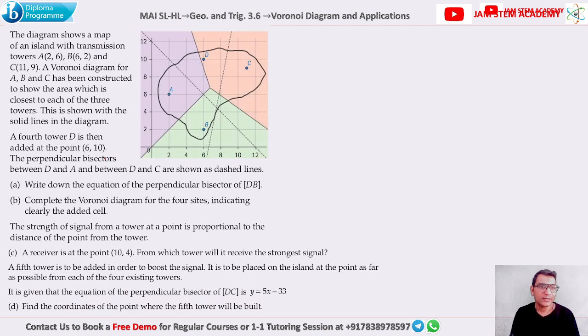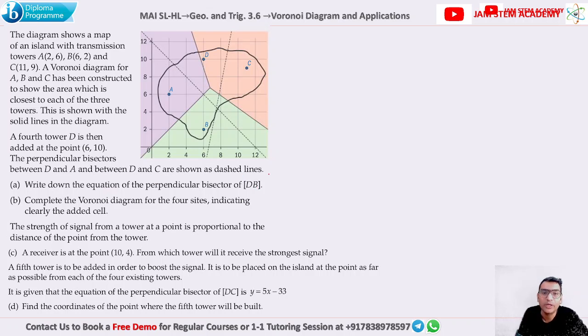One more question. It says the diagram shows the map of an island with transmission towers at A, B, C. A Voronoi diagram of A, B, C is already constructed over here to show the area which is closest to each of the 3 towers. Then a fourth tower D is added at point (6, 10). So here we added the new point. The new site is added at (6, 10). Perpendicular bisectors are also given to us already. Now it says to write down the equation of the perpendicular bisector DB.